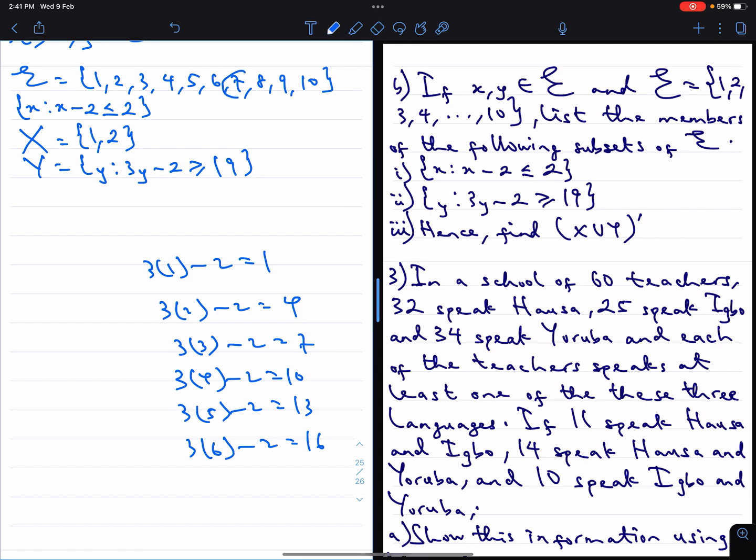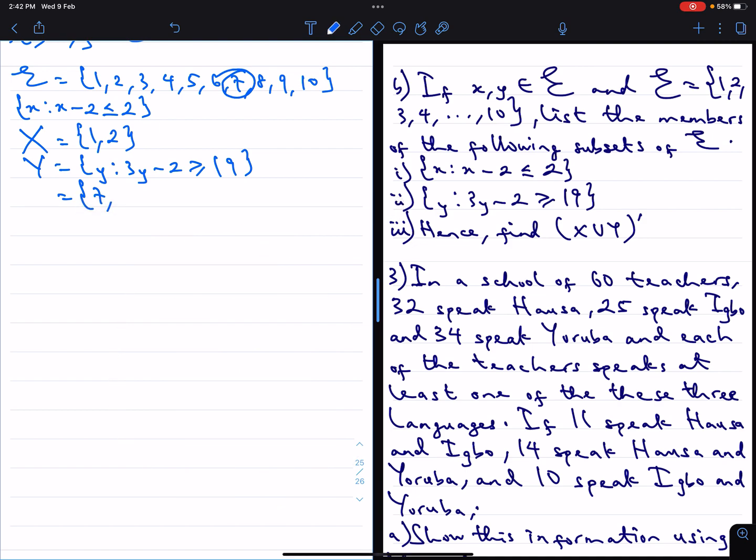16 is not greater than or equal to 19. So we pick the next one, which is 7. 3 times 7 minus 2 is 21 minus 2, which is 19. 19 is equal to 19, and they said y is such that 3y minus 2 is greater than or equal to 19. So if it's greater than 19 or equal to 19, then the elements that gave us that will be an element of the set y. So that means 7 is an element of the set y.